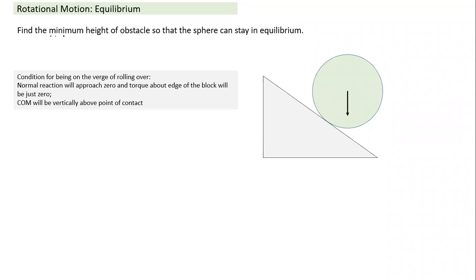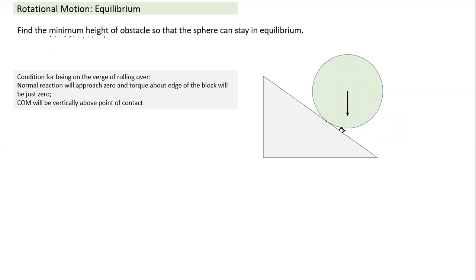One way is to find the minimum height. The minimum height is when it is on the verge of equilibrium. It means if it is slightly smaller, it will roll over; if slightly larger, it will stay in a stable state. So the minimum state means it is on the verge of rolling over. You can imagine that if I keep a very small object here, it will roll over. And what does rolling over mean? Just before it rolls over, the normal reaction tends to become zero.